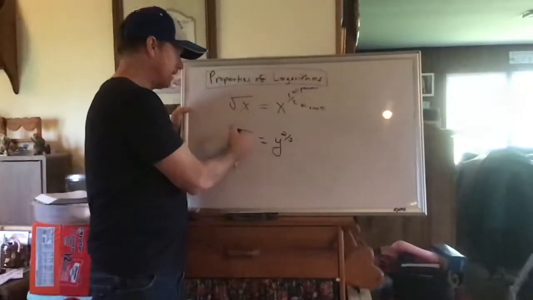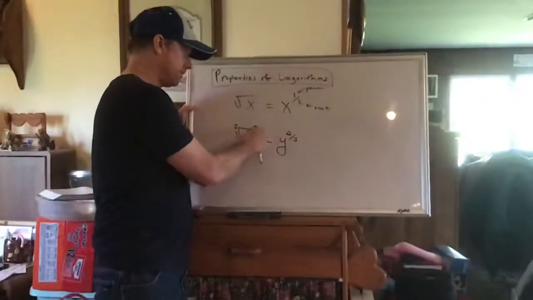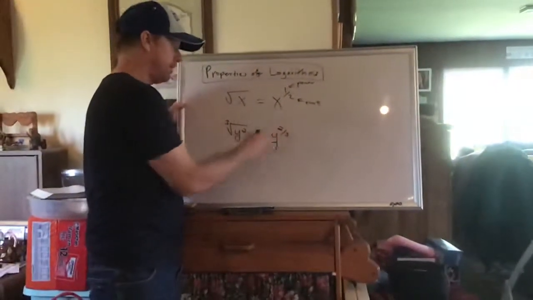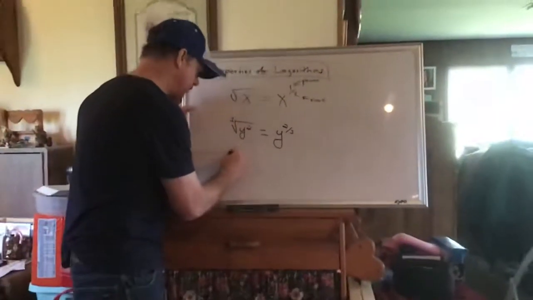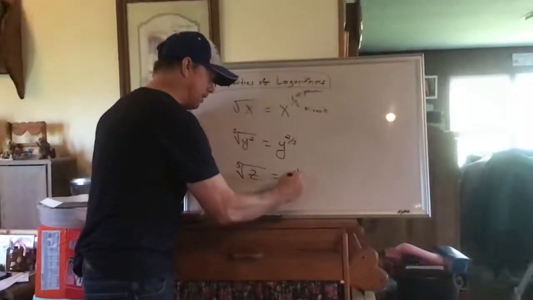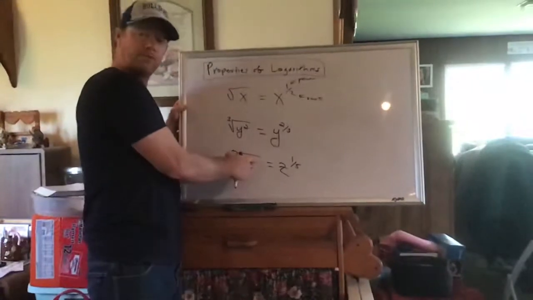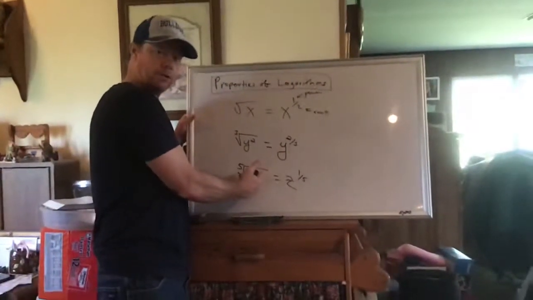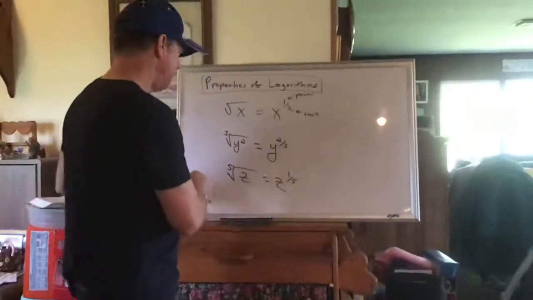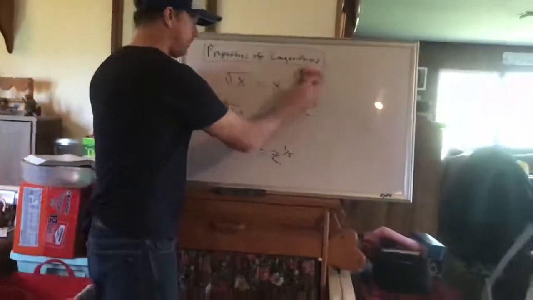The cube root of y squared: top number is the power, this is y squared, the bottom number is the root. The cube root of y squared is y to the 2/3. The fifth root of z would be z to the 1/5. If you don't see an exponent on a variable or on a number, the exponent is always 1. So you need to know that.